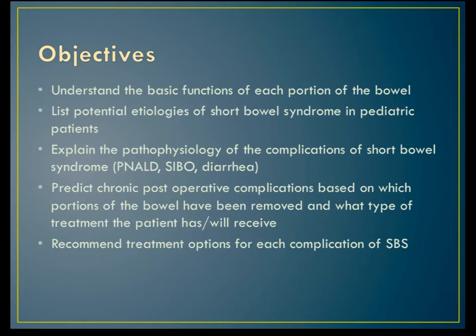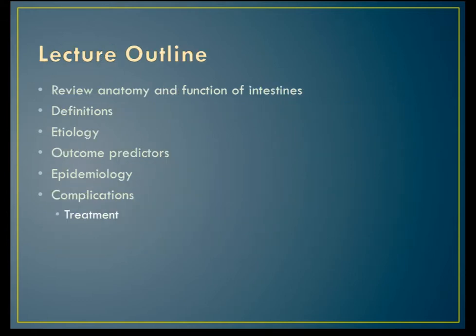Those acronyms there on the slide are parenteral nutrition associated liver disease, small intestinal bacterial overgrowth, as well as chronic diarrhea. There's more complications we'll talk about as well. You should also be able to predict what type of complications the patient will develop based on how much of their bowel has been removed, what portion of the bowel has been removed, and you should be able to tell what type of treatment the patient will receive. And then finally, you should be able to recommend treatment options for each patient based on what complication of short bowel syndrome they develop.